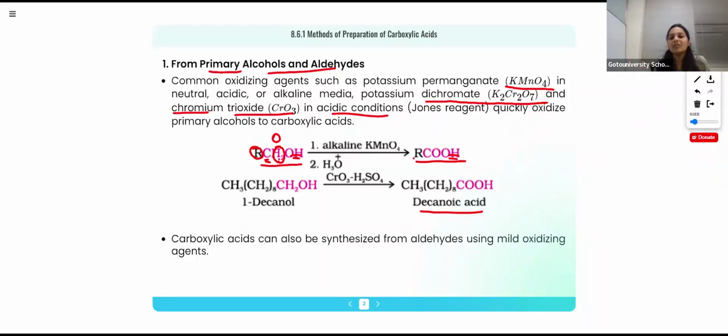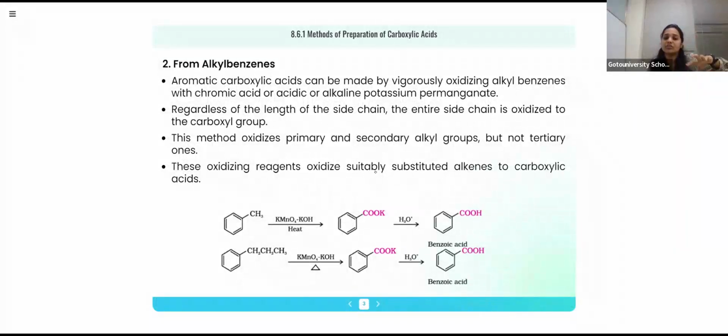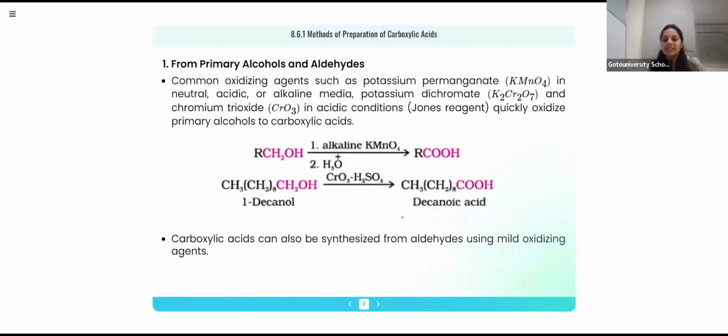Then carboxylic acids can also be synthesized from aldehydes using a mild oxidizing agent. So what is the difference between strong and mild oxidizing agents? KMnO4 and K2Cr2O7 are strong oxidizing agents. There are some mild oxidizing agents, which are not that strong. Using those mild oxidizing agents also we can prepare the carboxylic acids. Here we no need to know the mechanism, just the reaction is enough. So study the reaction properly, mechanism no need.